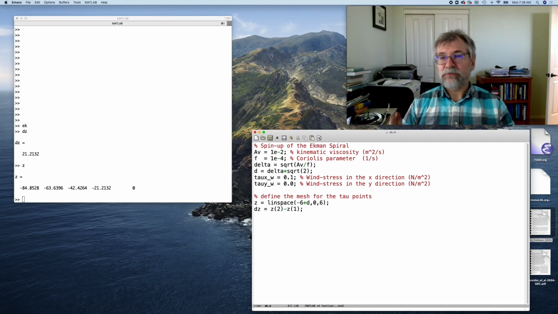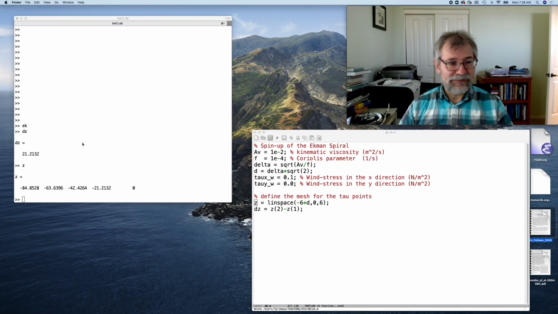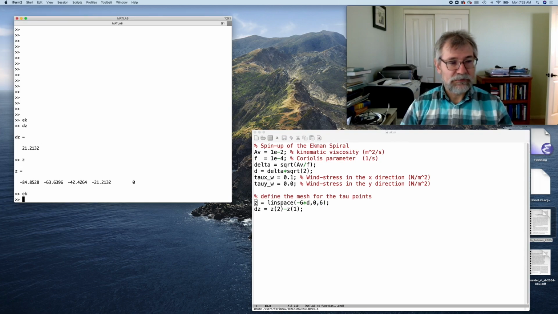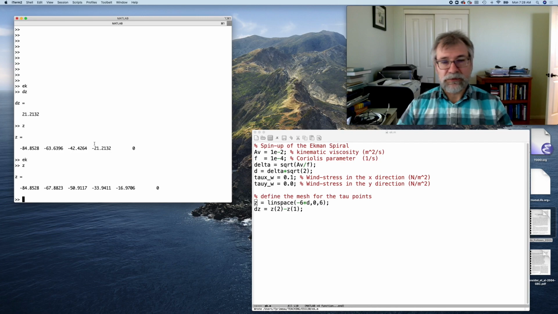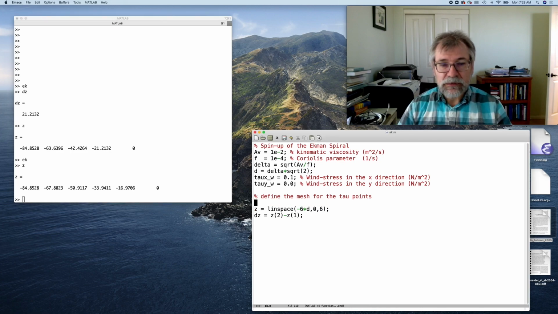Because I want to have 5 stress points, and here I have only 4 because the first one is the wind one. So I should get 6 if I include the wind point. Alright, so let's try it again. Ekman Z. Yeah, that's better. Okay, so I will define here n is equal to 5. So we can increase it later, and this is n plus 1.